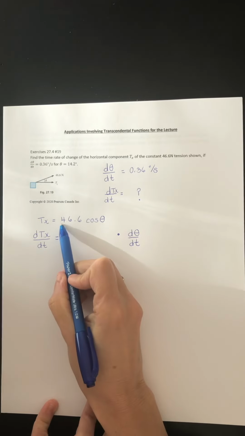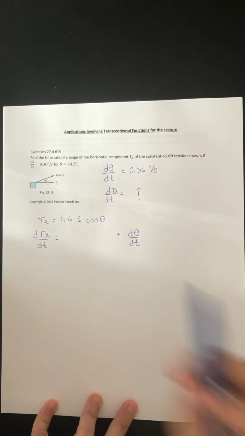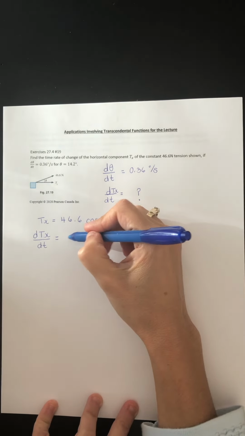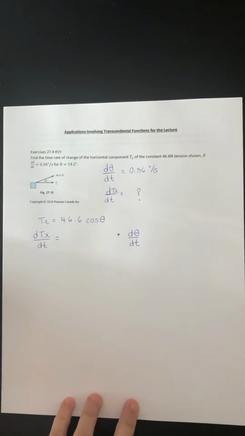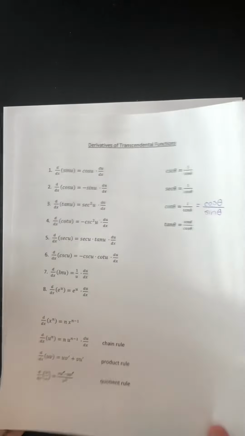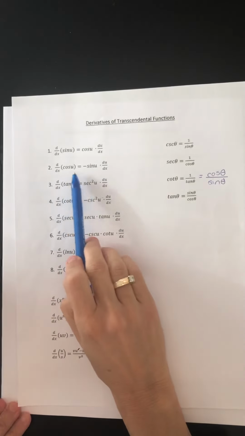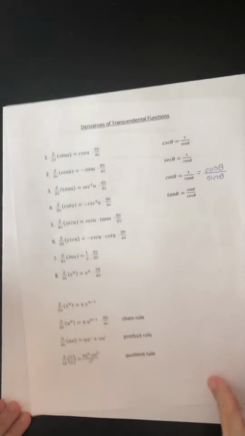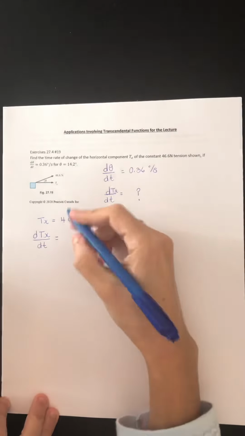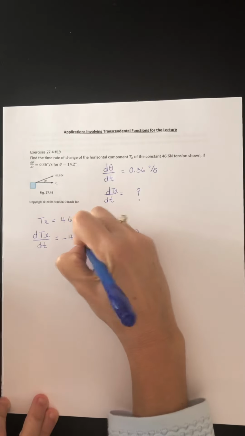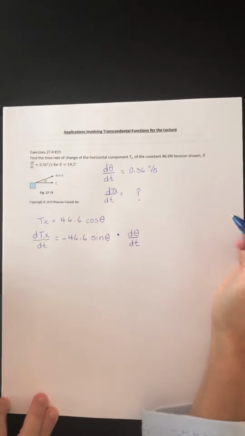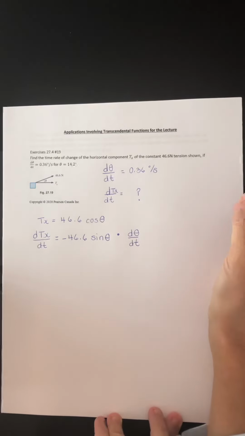Okay, so what is the derivative of this with respect to theta? Well, of course, the 46.6 remains as the constant, and as for the derivative of cosine theta, it is simply negative sine theta times 1. Okay, so what we get right here is negative 46.6 times the sine of theta. Okay, so now we're pretty set.